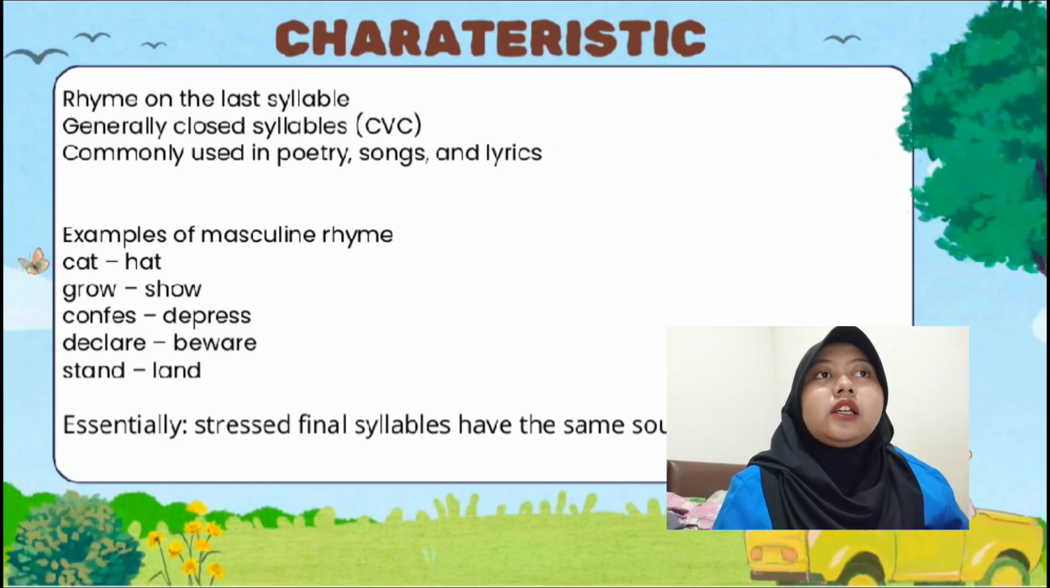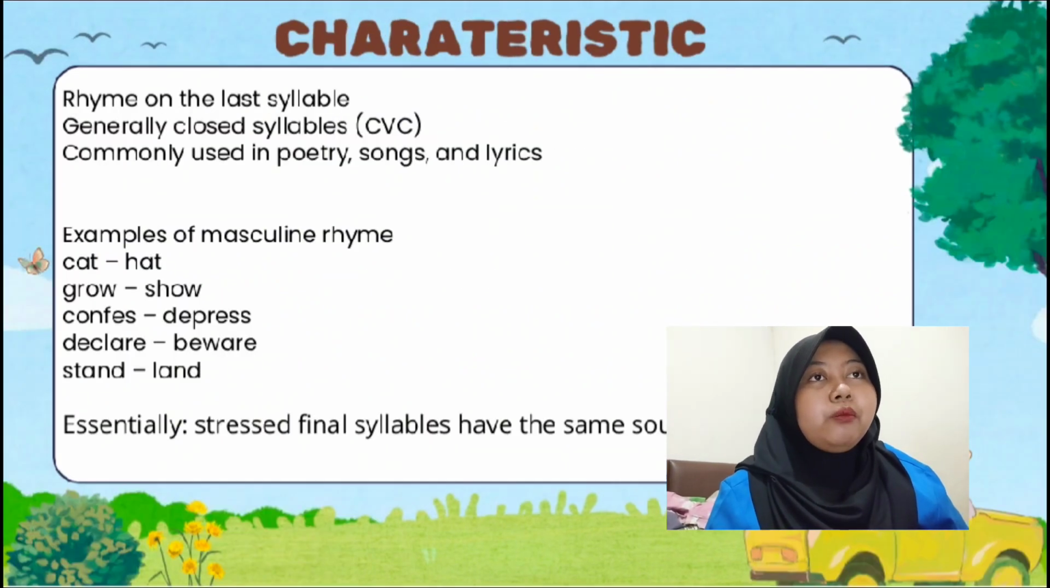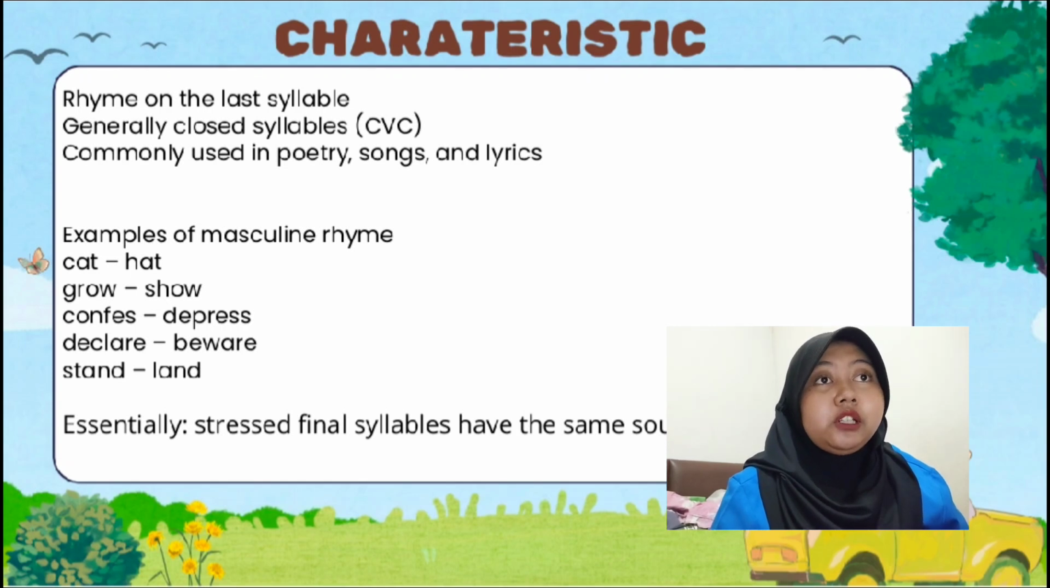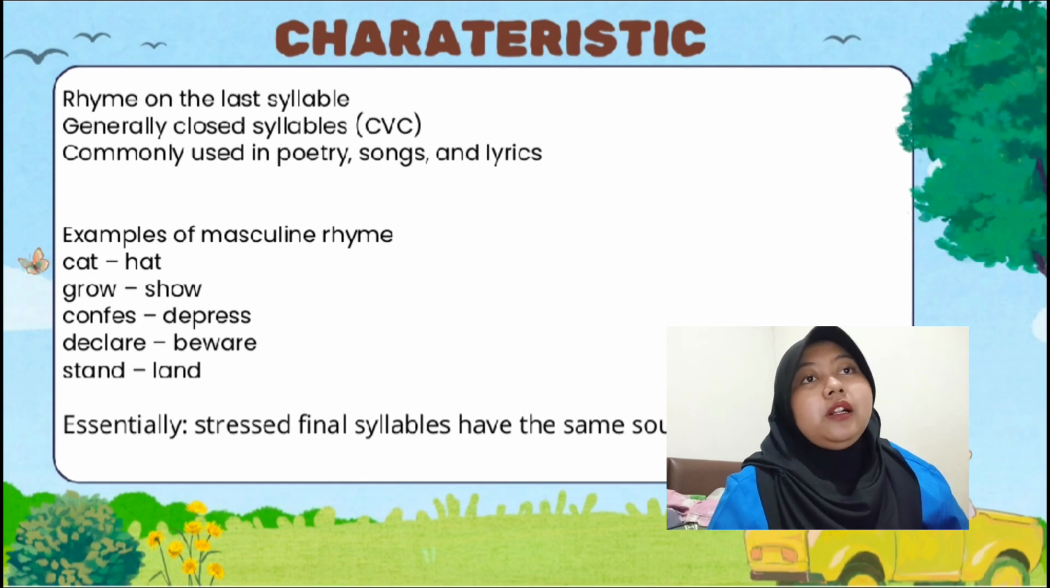Slide its characteristic. Rhyme on the last syllable, generally closed syllable. Commonly used in poetry, songs, and lyrics. Examples of masculine rhyme, for example, cat, hat, grow, show, confess, depress, desire, bewire, stand, land. Essentially, stressed final syllables have the same sound.